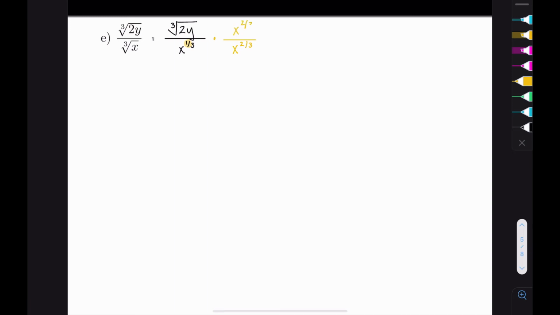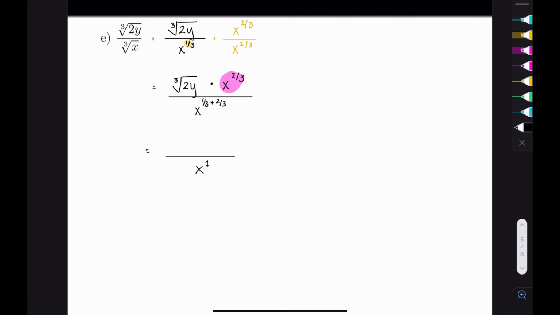But again, what we do in the denominator, we have to do in the numerator. So what this gives us is the cube root of 2y times x to the 2/3. And then in the bottom, we go ahead and we add those exponents together. So ultimately, in the bottom, we end up with x to the 1st power. And then we've already worked with expressions like this. We know how to rewrite them.